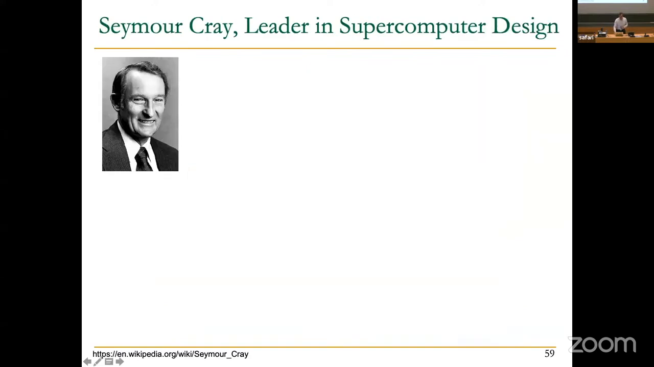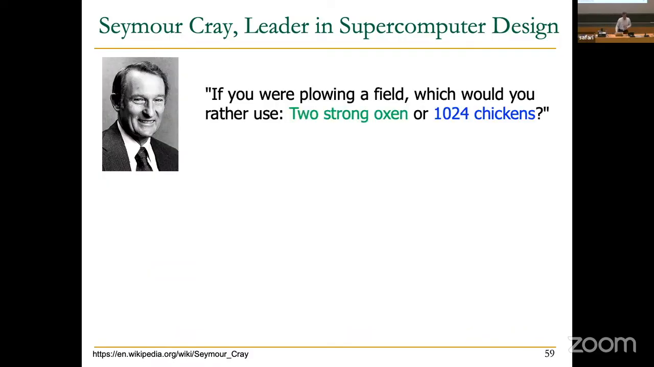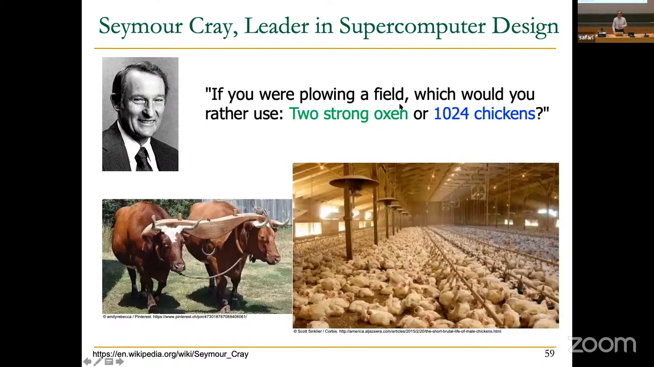Okay, I'll give you a story over here, which actually gives the idea of Amdahl's law really nicely. Seymour Cray was a very principled designer, if you will. He was the early designer of the supercomputers. And he asked this question, which is always good to think about. If you're plowing a field, which would you rather use? 2 strong oxen or 1,024 chickens? This is a fundamental problem that keeps coming up, right? Do you use 2 powerful single-core processors, or do you use millions of powerless, simple processors?